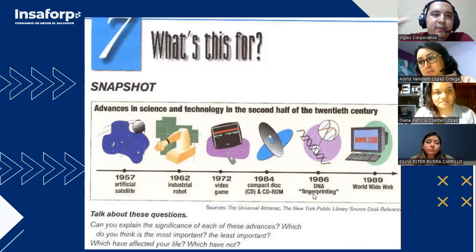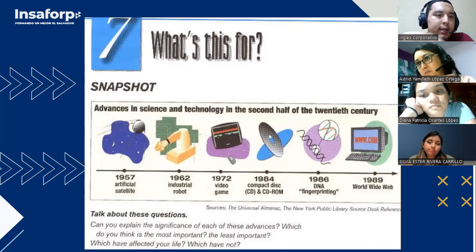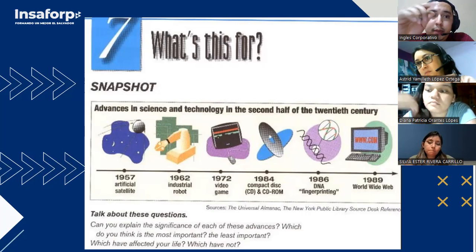Fingerprints. Do you know, the fingerprints are the little lines that you have on your fingers, right? Every single fingerprint is different. In the scale of Astrid, in the scale of Anna, in the scale of Sylvia, all of you don't have the same fingerprint. All of you have different fingerprints.